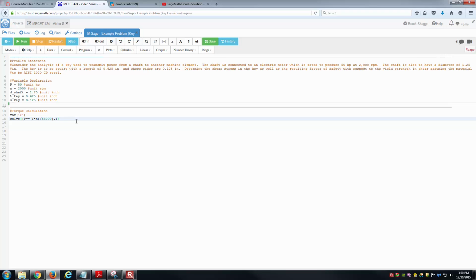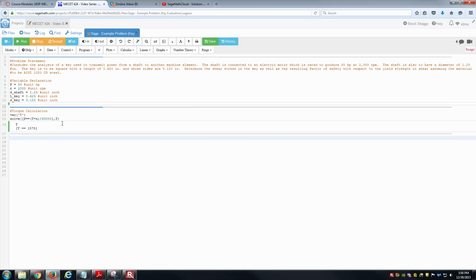And so you can see the syntax here. I'm using the solve command, and then I've got an open parenthesis, and then an open bracket. Type my equation that I know. Here, P is a known value, N is a known value. All I'm trying to get at is T is the unknown, and I'm solving it for T. If I hit Shift Enter, notice I've got right here, T is equal to 1,575. The units on that are going to be inch-pounds.